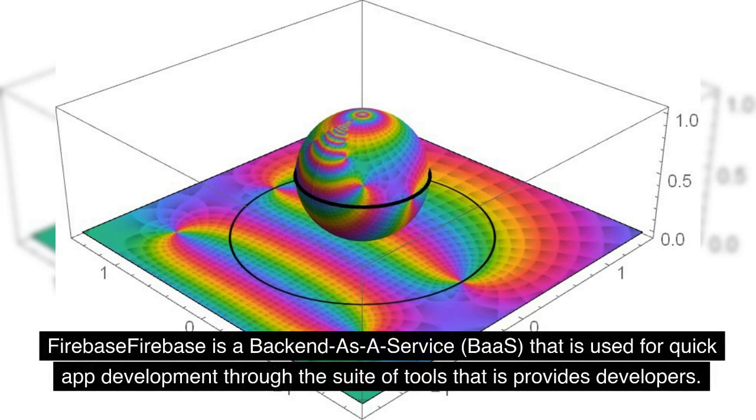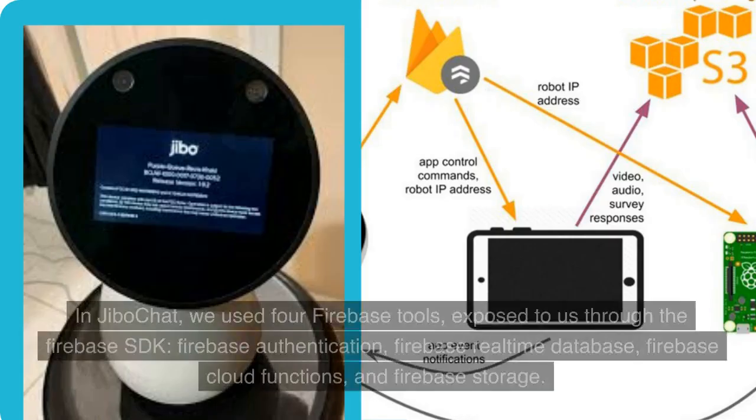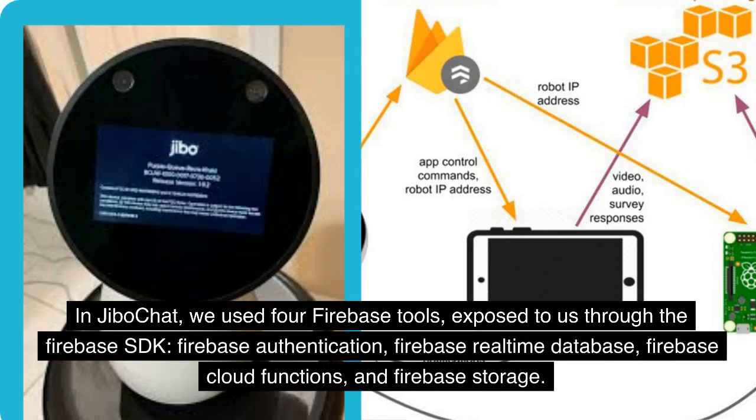Firebase is a back-end as a service (BaaS) that is used for quick app development through the suite of tools that it provides developers. In Jibo Chat, we used 4 Firebase tools, exposed to us through the Firebase SDK: Firebase Authentication, Firebase Real-Time Database, Firebase Cloud Functions, and Firebase Storage.